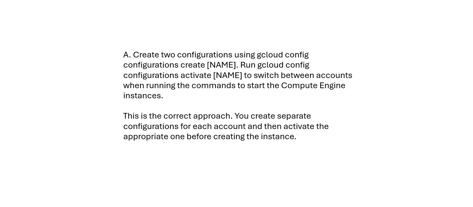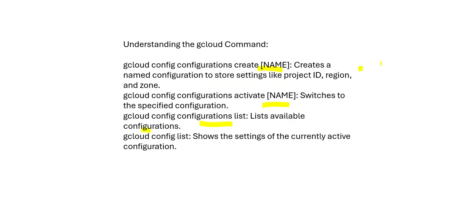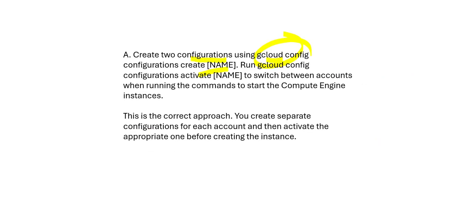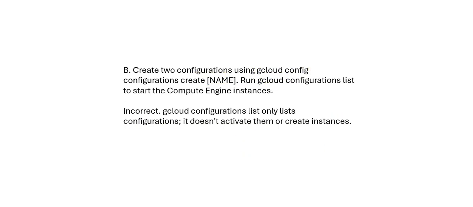So option A is correct in this case. Why? Because you are creating two configurations using gcloud config configurations create name, which is correct. This is what you should be using. Then you run configurations activate name to switch between accounts, because there are two accounts. You have to switch when running the commands to start a compute engine instance. This is correct because you can separate the configurations for each account and then activate the appropriate one before creating the instance. But let us also look at why option B is incorrect.